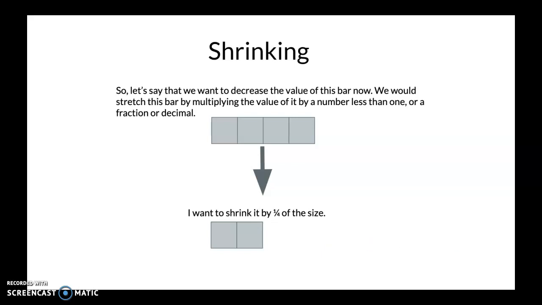An equation that would represent this would be 1/4 times 4 equals 1. And as you can see, we would have 1 original box of the bar left. We would say that this bar has shrunk to 1/4 of its original size. So our new equation again would read 1/4 times 4 equals 1.